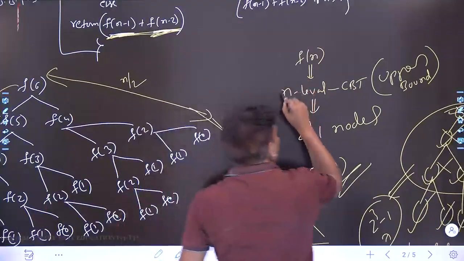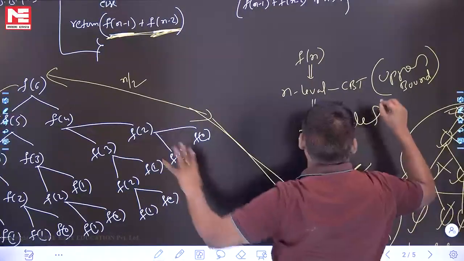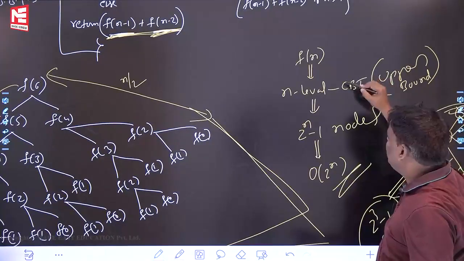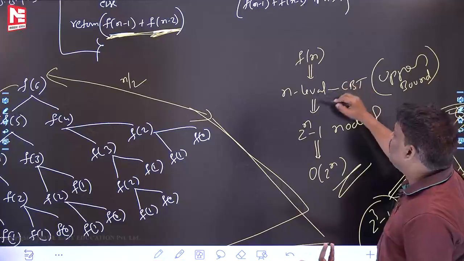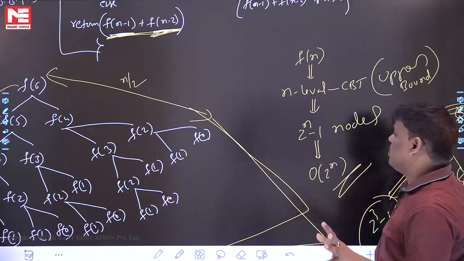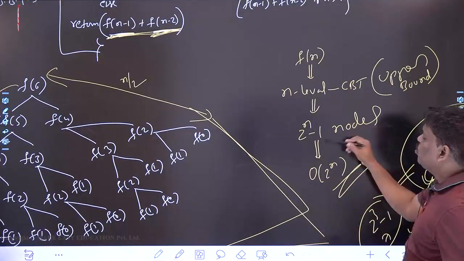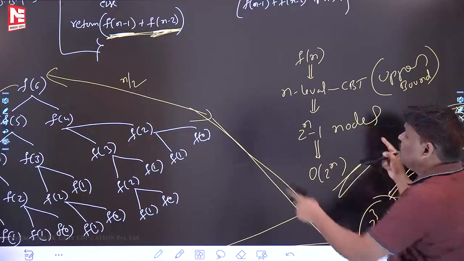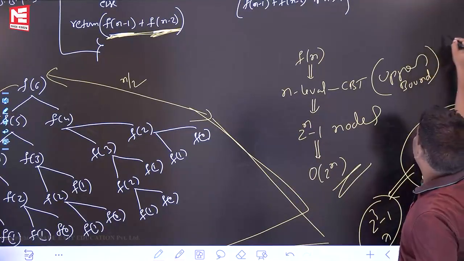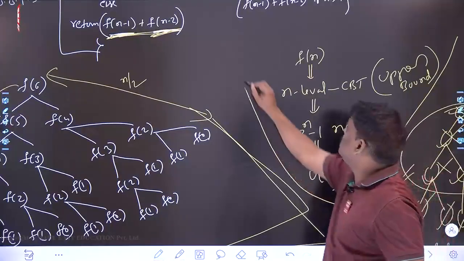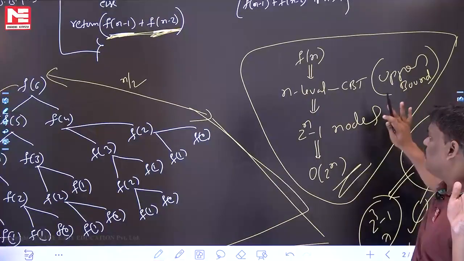Fibonacci of n contains an n level complete binary tree. Actually left n, right n by 2. As an upper bound I have taken n levels. Actually I took a complete binary tree, right? Because the exact one is not possible, so I took the upper bound. An n level complete binary tree contains 2 power n minus 1 nodes. A few may be extra, that is the reason for upper bound. Forget about the minus 1 plus 1. Every node is a function call. Big O of 2 power n. This is the time complexity. Fibonacci of n time complexity is this, Big O of 2 power n.